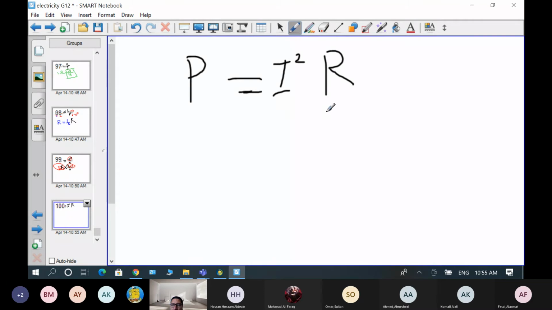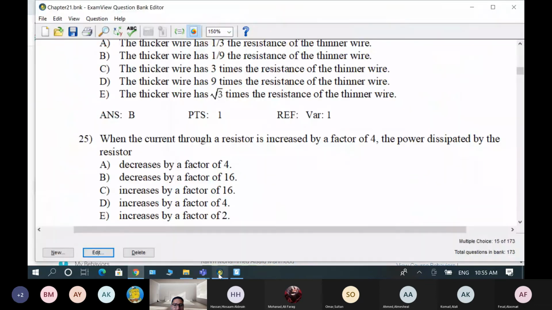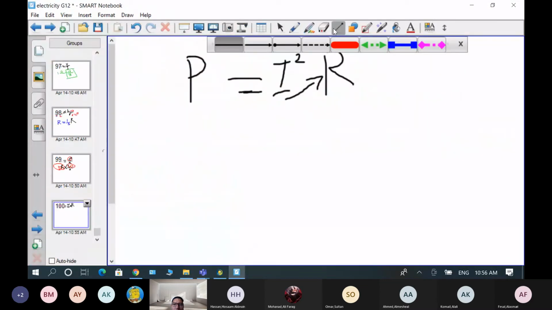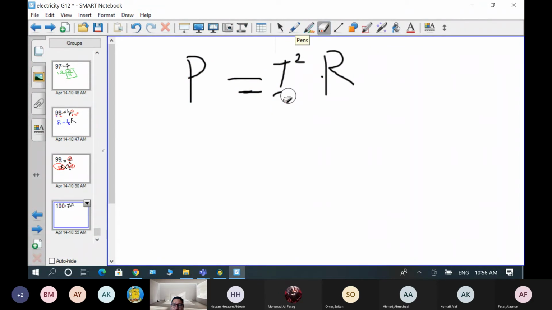Why did you choose this one? Because we have a resistance mentioned in the problem, we have current and we have power. So with the same resistance, if you double the current, would I double it or increase 4 times? Let me see the problem. The current through the resistor is increased by a factor of 4 times, not doubled. So we have the same resistance and we increase the current by 4 times.